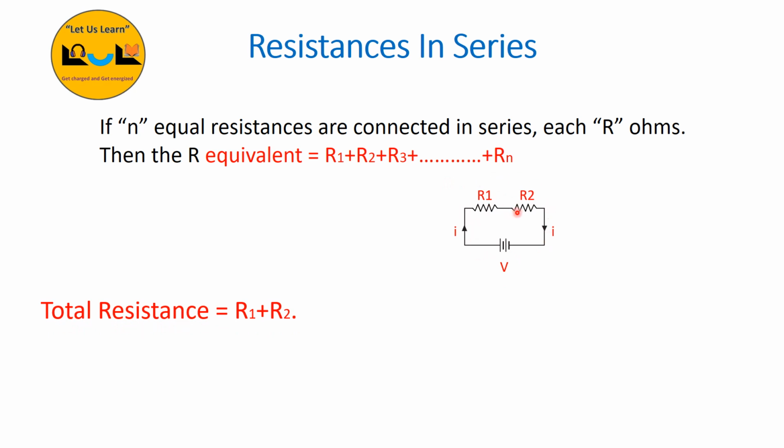Here I have one circuit. Two resistors are there, named R1 and R2, both connected in series, and then the total current is given as I, the applied voltage is V. So to find the equivalent resistance or total resistance for this circuit, the formula is R1 plus R2. Simply we have to add the resistances for n number of resistors.